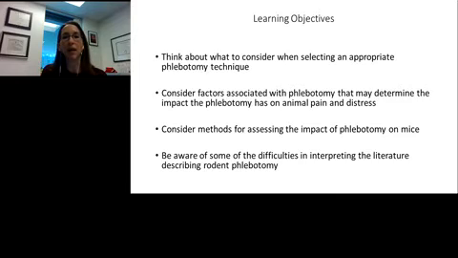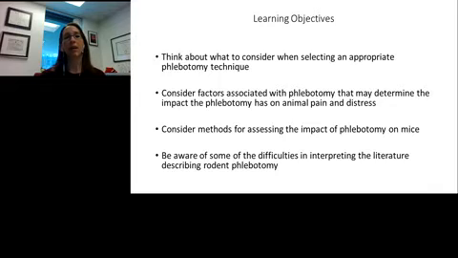I think it would be great to think about things that you need to actually consider when you're selecting an appropriate phlebotomy technique. So when you're designing a study, think about how your selection of the phlebotomy technique can impact your animals as well as your data and the people that are collecting that data. Also consider some of the factors that are associated with a certain phlebotomy technique other than just the site of location that you choose to collect blood from, that can determine the impact that that method will have on the animal's perceived pain and distress.